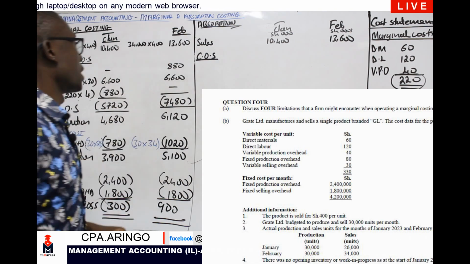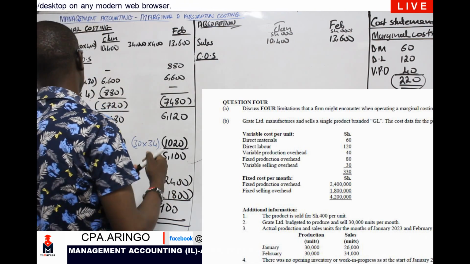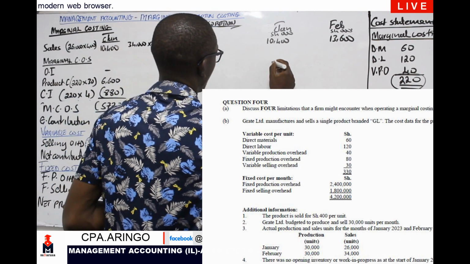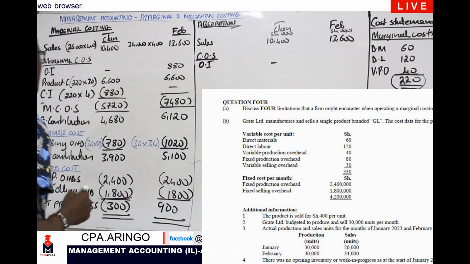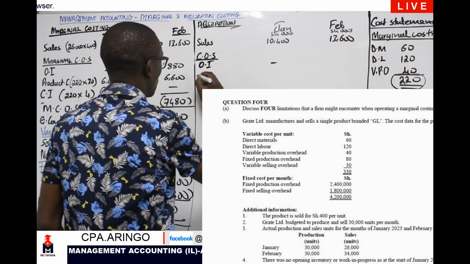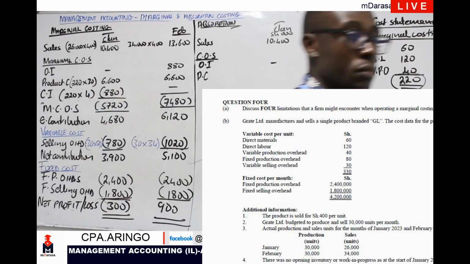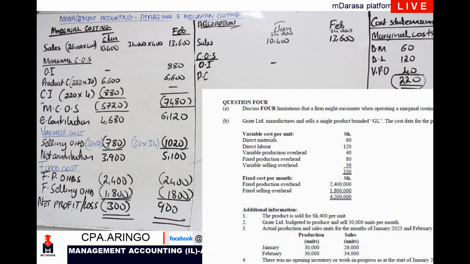So cost of sales now, I'll just be copying and pasting. Our opening inventory, my good students, you've agreed, we don't have. Our production cost now, what are we going to do? Because we have our units there, allow me just to hide now this question of ours.